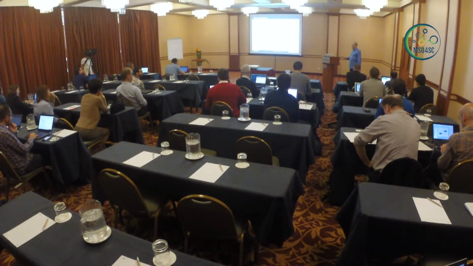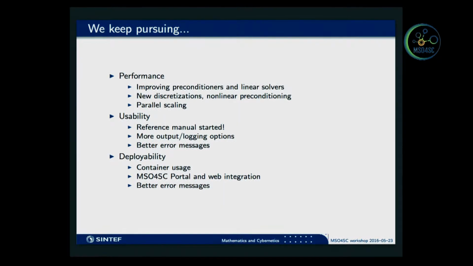And deployability. Through container usage, we support Docker right now. Through the MSO for SC Portable and web integration.